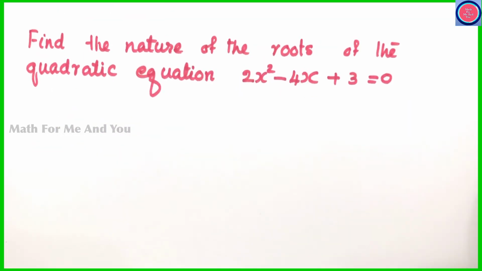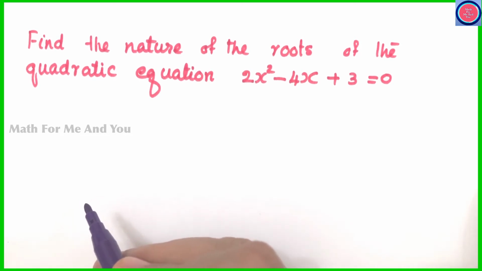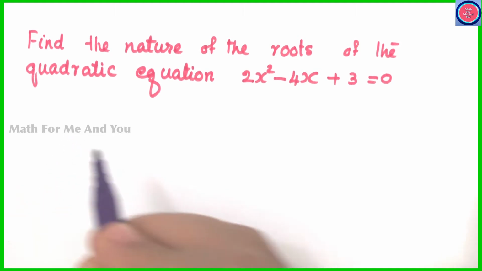Let's look at the second question. Find the nature of the roots of the quadratic equation 2x square minus 4x plus 3 equals 0. We need the nature of roots. How do we get it from the discriminant? What is the discriminant? b square minus 4ac.